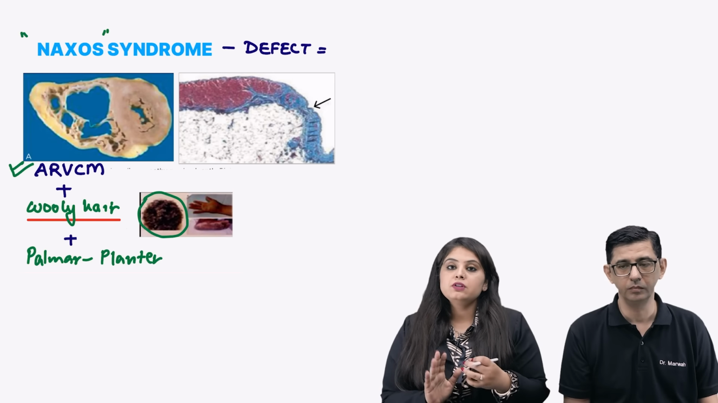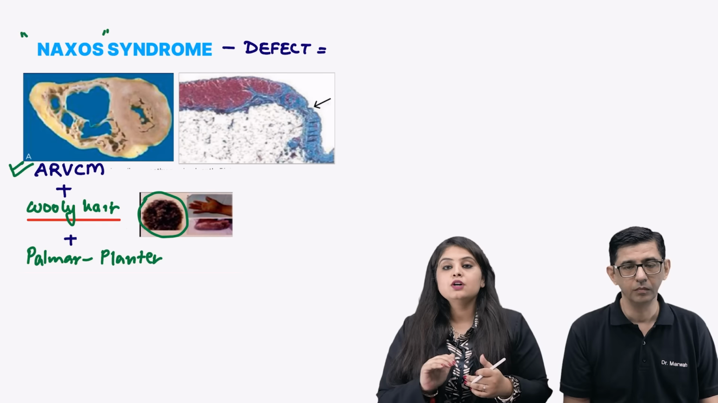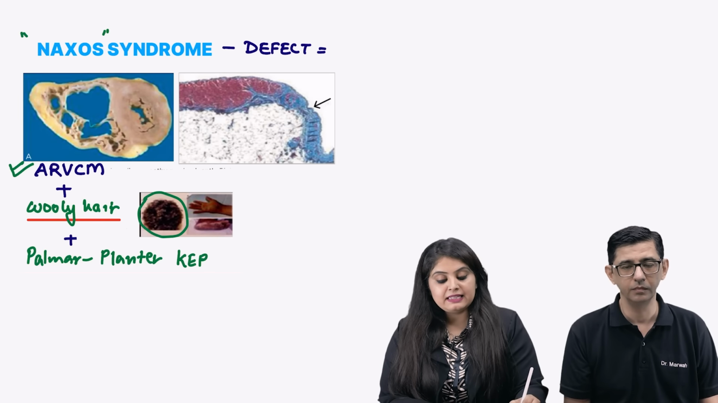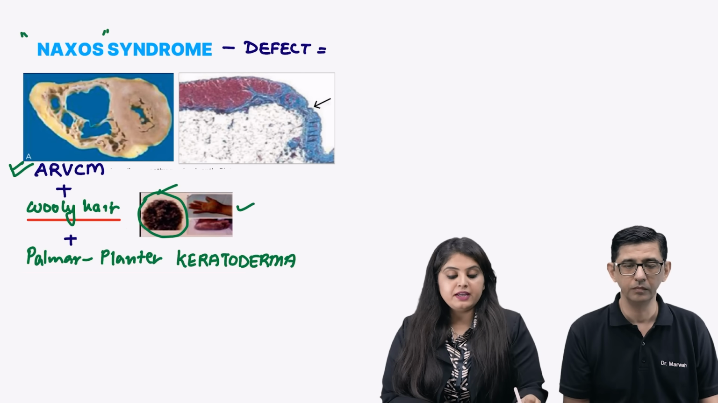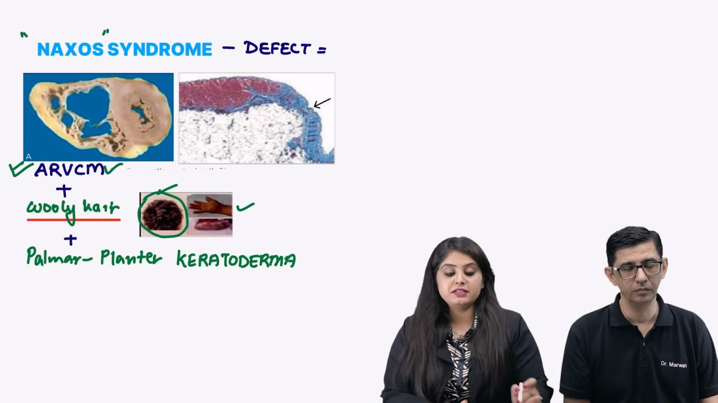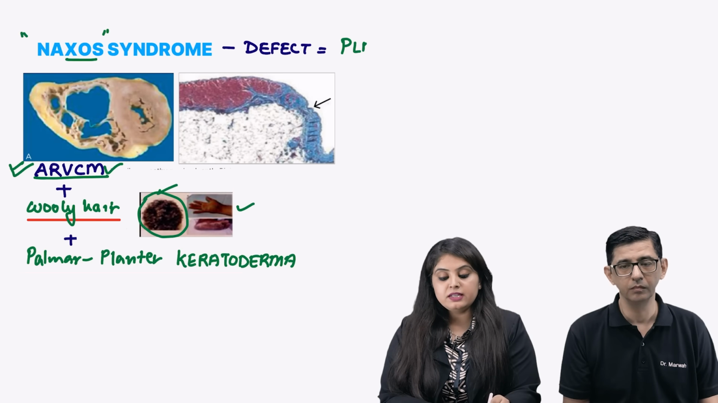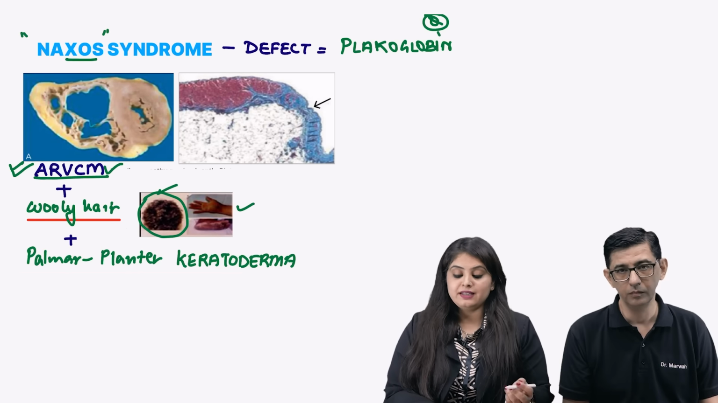thicker. Now, if you go into your basic dermatology, the thickness of the skin is always because of the topmost layer, that is keratin. So I can safely say over here that there is going to be keratoderma. Keratoderma of the palms and the soles, along with woolly hair and along with ARVCM together, makes it the Naxos syndrome. Is this also a defect in the desmosomes like any other ARVCM? Yes, but particularly which desmosome over here, that is going to be plakoglobin. So another question which is important for NEET and INI aspirants.